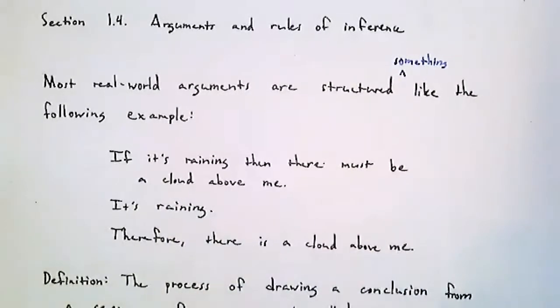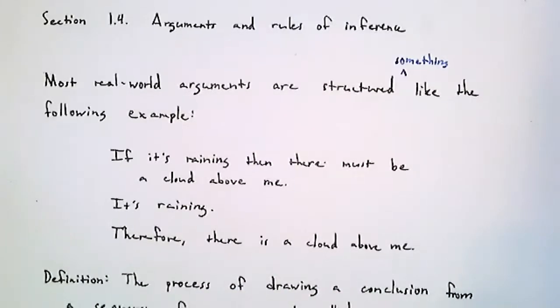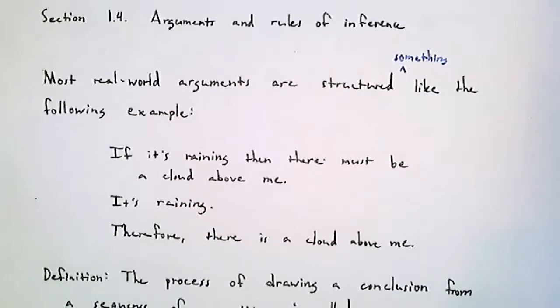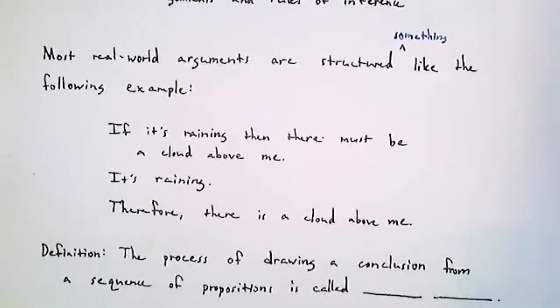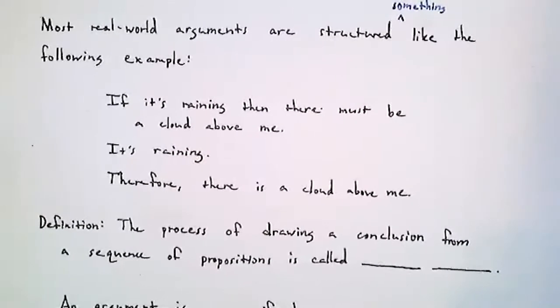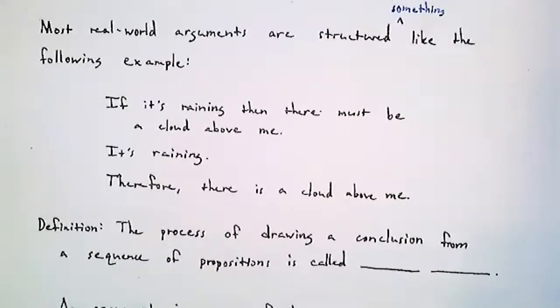And this is a silly argument. If it's raining, then there must be a cloud above me. It's raining, therefore there's a cloud above me. So it's a very simple argument. Probably you've made one similar to this, or you've seen arguments like this written down. And we'll come back to this particular argument in a second, but for now I want to give some of these things names.